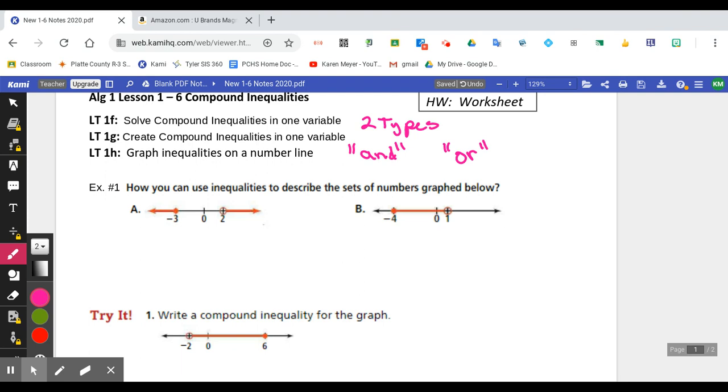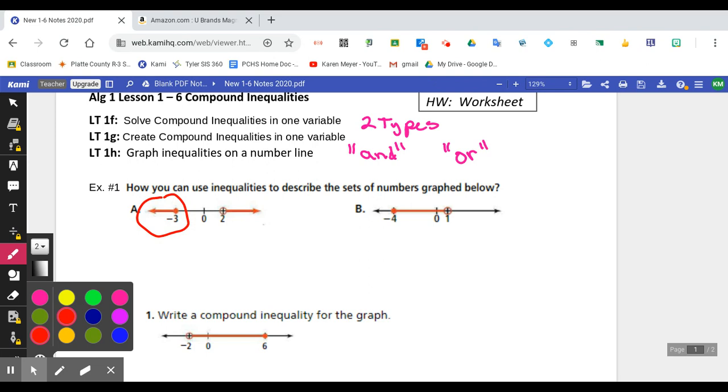So on the first problem, we are looking at graphs on a number line and trying to write the compound inequality for it. I'm going to start with this side. I get to choose my variable, which is x. And then I get to choose the number that the dot lies on, which is -3. It's a closed circle, so it has to have the or equals to. Now we're shading to the left, which means it's smaller. So I have the less than.